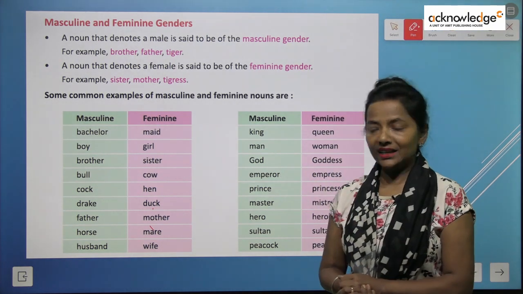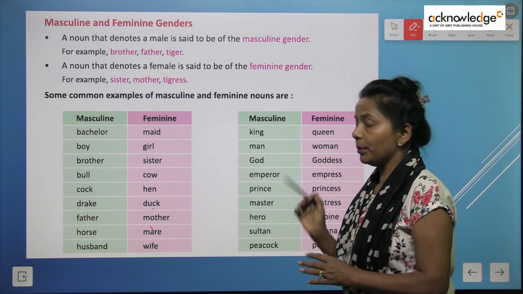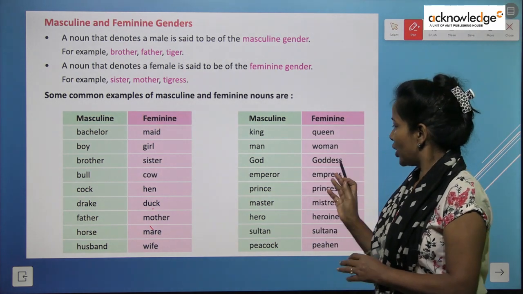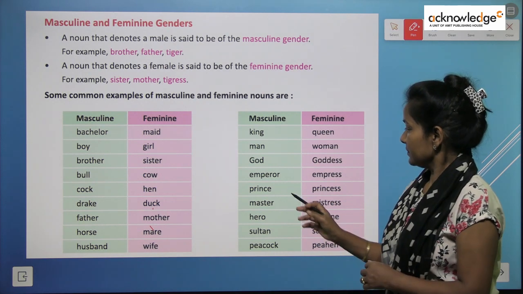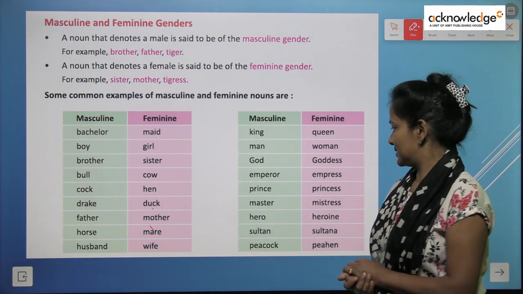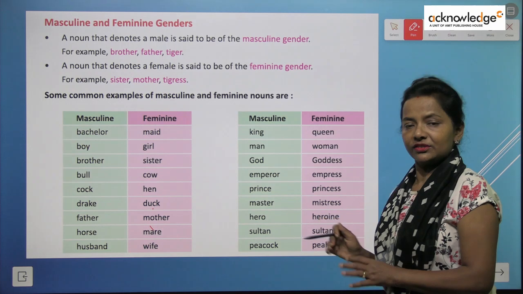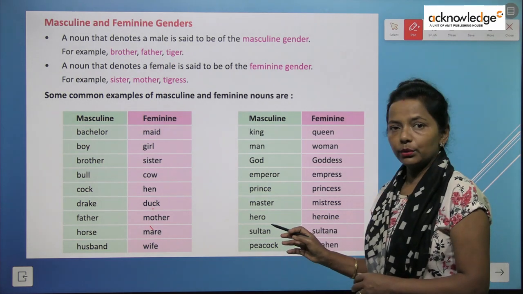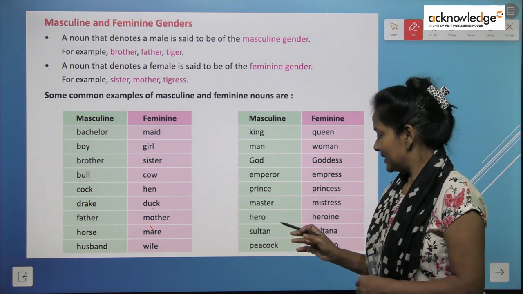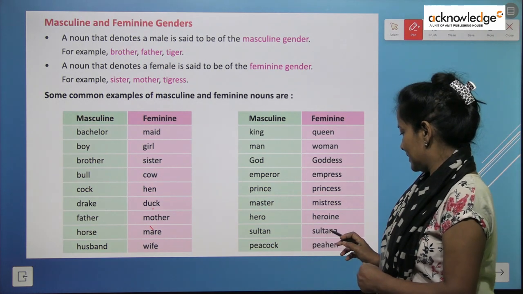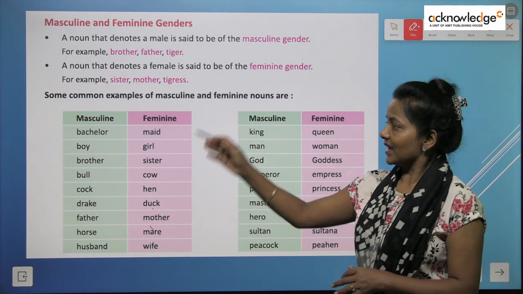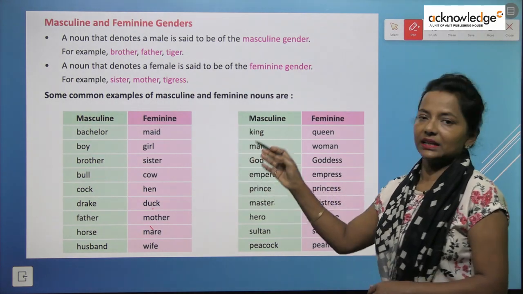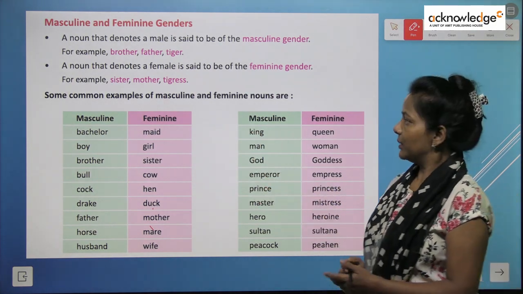King, queen, man, woman, god, goddess, emperor, empress, prince, princess, master, mistress, hero, heroine, sultan, sultana, peacock, peahen. So these are some common masculine and feminine genders which we have read here.